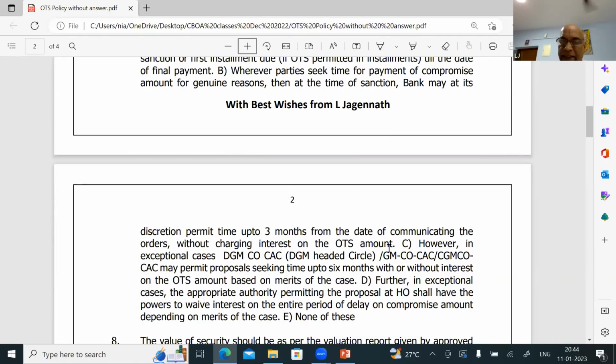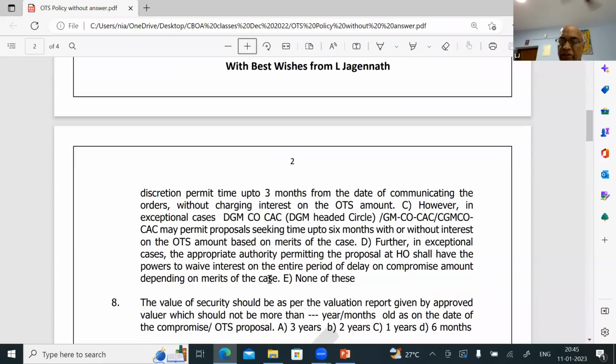Correct. Point number C. However, in exceptional cases, DGM COCAC, that is DGM heading circle heads, GM COCAC or CGM COCAC may permit proposals seeking time up to 6 months with or without interest on the OTS amount based on the merit of the case. Correct. Further, in exceptional cases, the appropriate authority permitting the proposal at HO shall have powers to waive the interest on the entire period of delay on the compromise amount depending upon the merits of case.